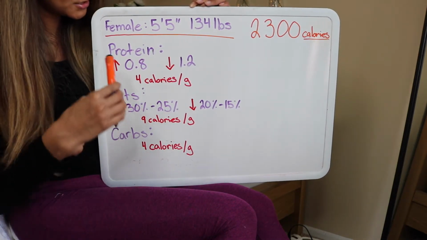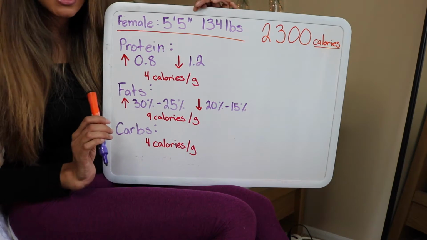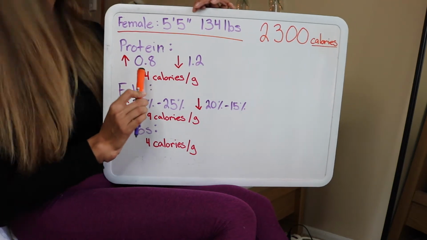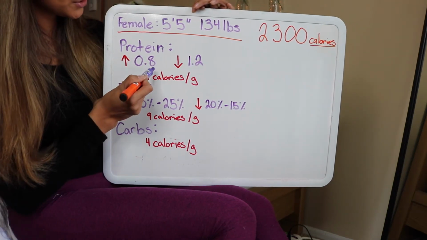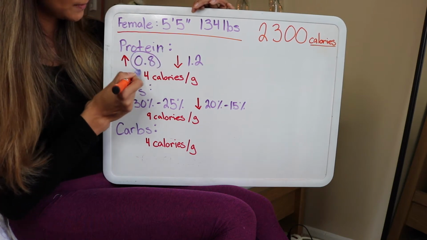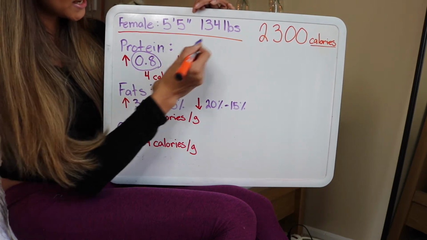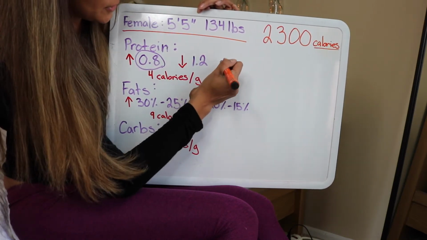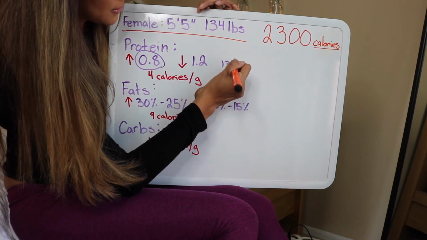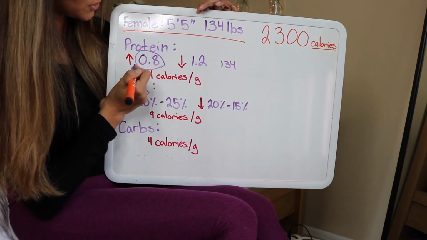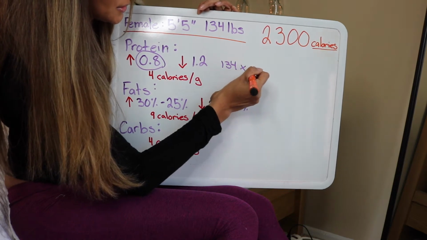After you guys figure out the amount of calories you'll be eating in a day, the next thing we will be doing is looking at the amount of protein. I am working to put on muscle. What I'm going to do here is use this number here. Pretty much what we do is we take our body weight. So I am currently 134 pounds. And I'm going to multiply it by 0.8.